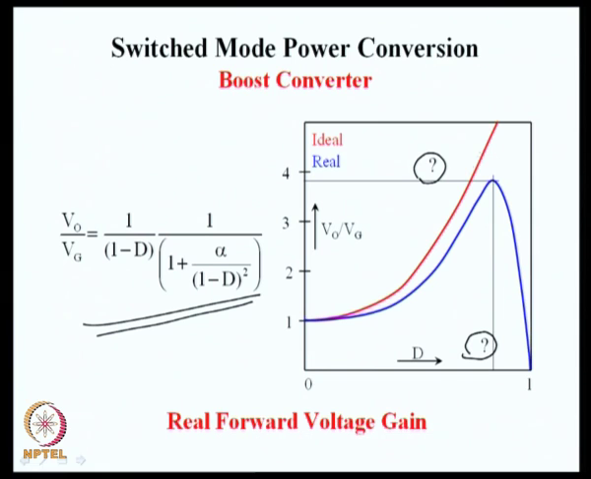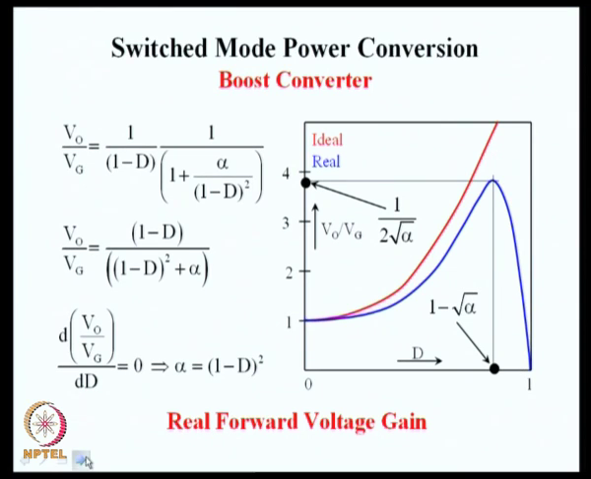The ideal gain does not hold good anymore because of the correction factor. The correction factor has changed the nature of the gain, and the nature of the gain is such that we start from very close to 1, but we end up at 0 gain, and in between it reaches a peak and then falls down. So, let us try to find out what is the nature of this.